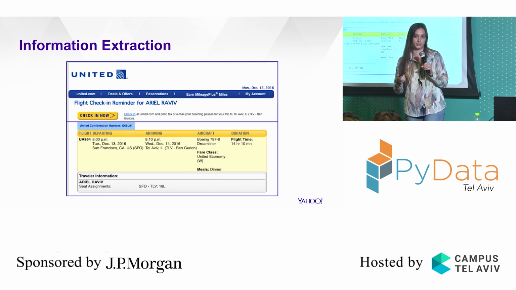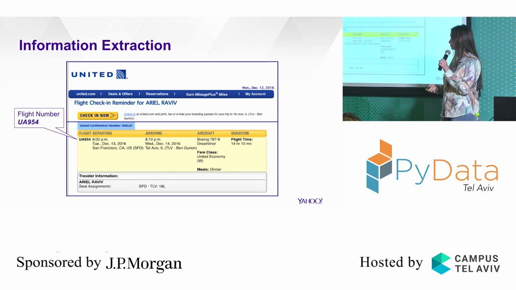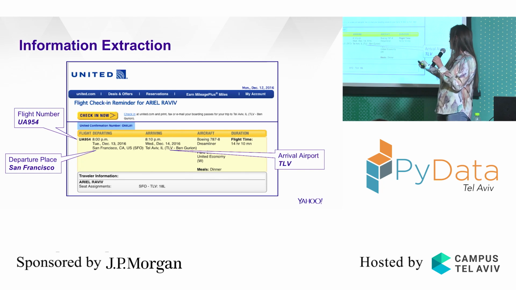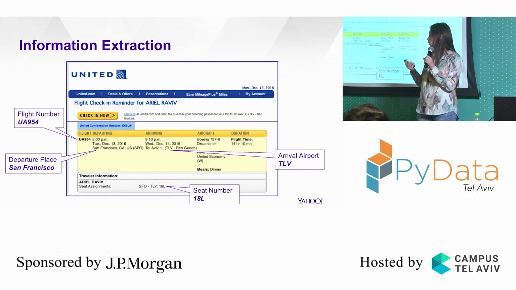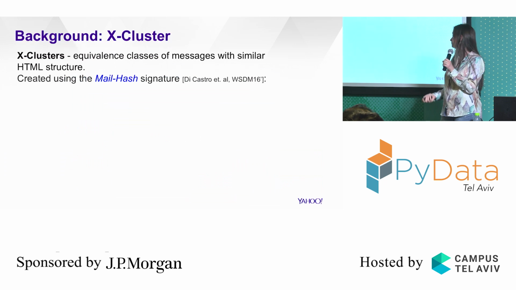Let's go by an example of Ariel, my team member, and his flight confirmation. We want to extract data pieces of information from his message, and for each text, for each piece of data, we want to associate it with a contextual label. For example, here the flight number is UA954. We have also the departure place, San Francisco. We have the TLV string, the arrival airport, and so on. So this is the task we want to solve: to extract the data pieces and annotate them.